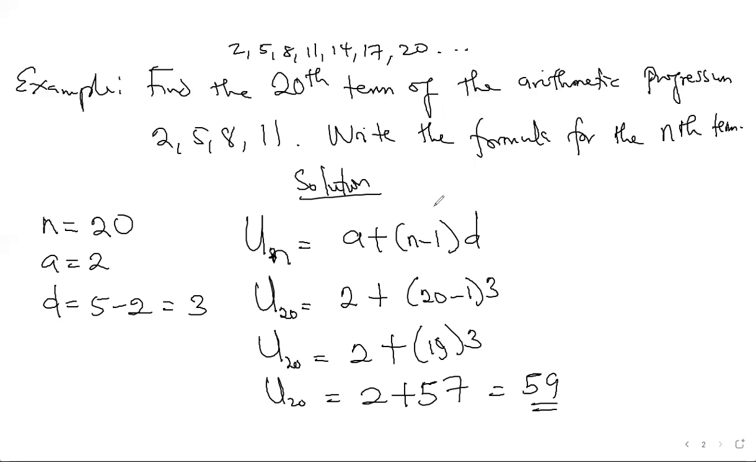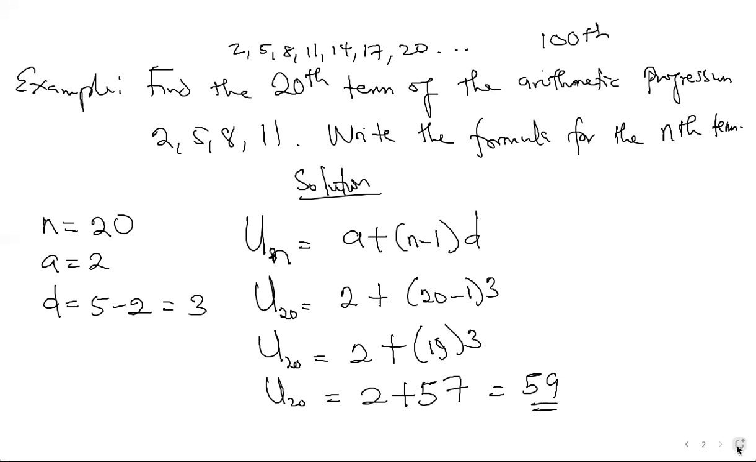This is powerful. If I want to get the term at the 100th position, I don't have to write all these numbers up to the 100th position. I will just substitute N as 100, A as 2, and D as 3. Then I will know exactly the number that falls at position 100. Okay, so that's our arithmetic progression work.